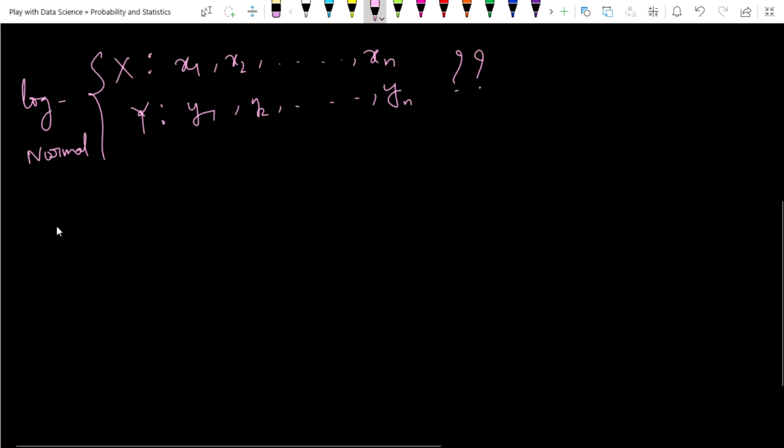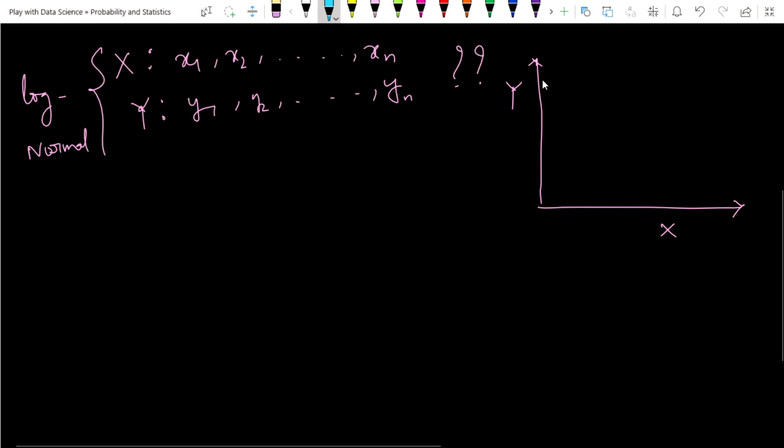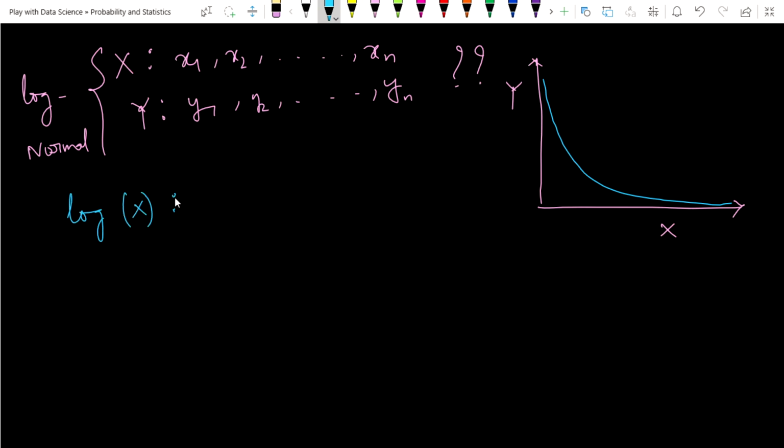We have a simple technique for the log normal distribution. Suppose x is on the random variable axis and its probability density function is on the y axis. If it follows the log normal distribution, the plot will look like this. We have seen this kind of plot, but there is another easy way to justify it. First, take the log of x: log x1, log x2, up to log xn.